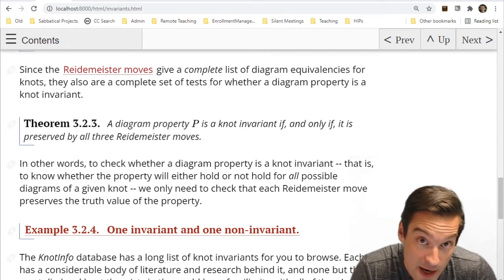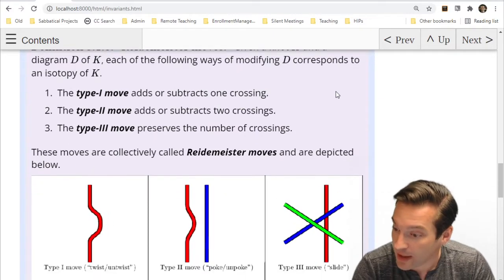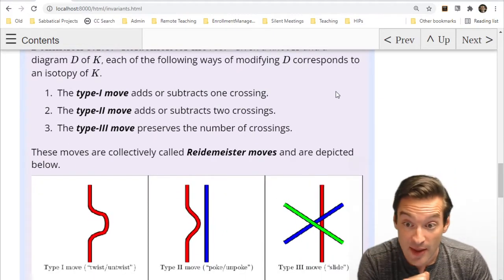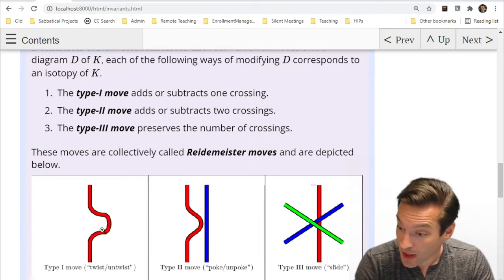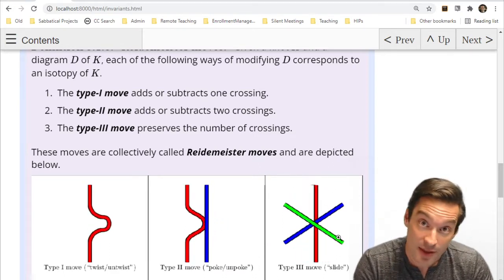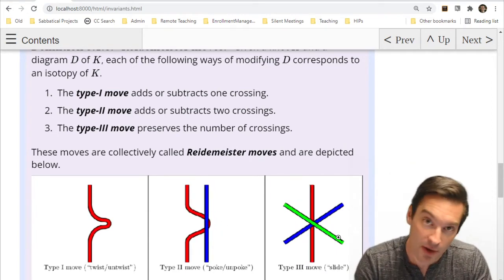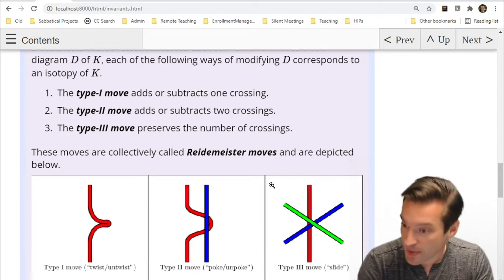The beautiful thing about the Reidemeister moves, remember the Reidemeister moves were the three ways of modifying a knot diagram that change the diagram but do not change the knot that that diagram represents. They all correspond to isotopies of that knot. The type 1 move, the twist, the type 2 move, the poke, the type 3 move, the slide. These, Reidemeister proved, are the only three ways of changing a knot diagram that correspond to isotopies. In other words, do not change the knot in three-dimensional space.